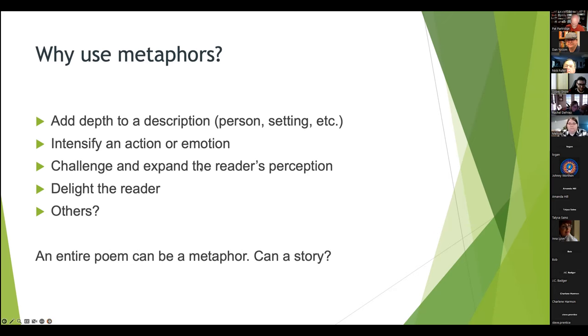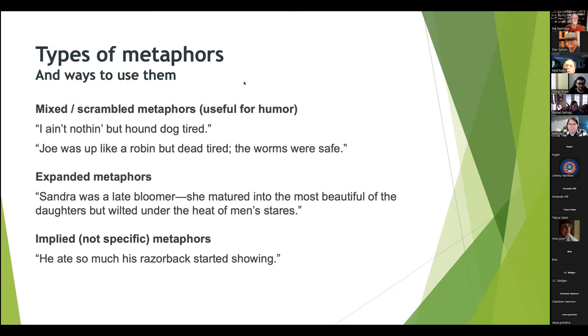Okay, I'm having trouble. It didn't advance the page. There we go. Okay, so these are actually kind of my definitions of metaphors, because I wanted to give you a chance to play around with them. So I called these, the first group, mixed or scrambled metaphors, which can be useful for humor. I write a fair amount of humor, and I find metaphors are fun. The first one, I ain't nothing but hound dog tired, is one where you're mixing two different well-known cliches or metaphors into a single one.